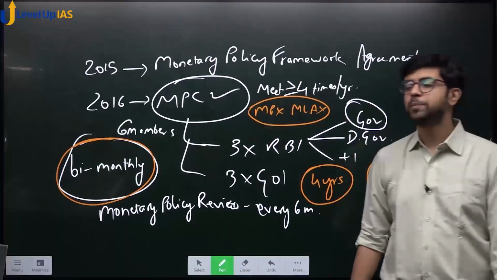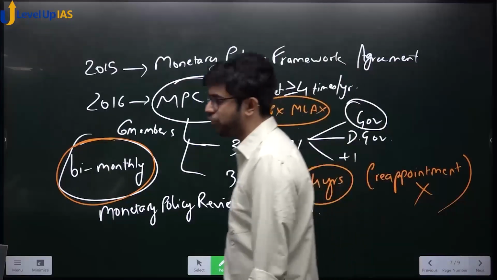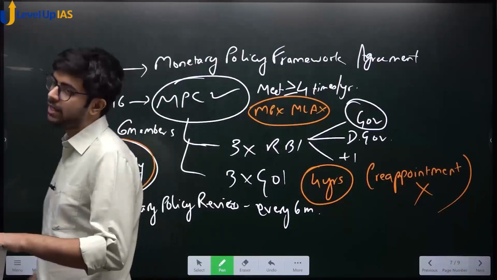They are appointed for a period of 4 years. They are not eligible for reappointment, and MPs and MLAs cannot be appointed.